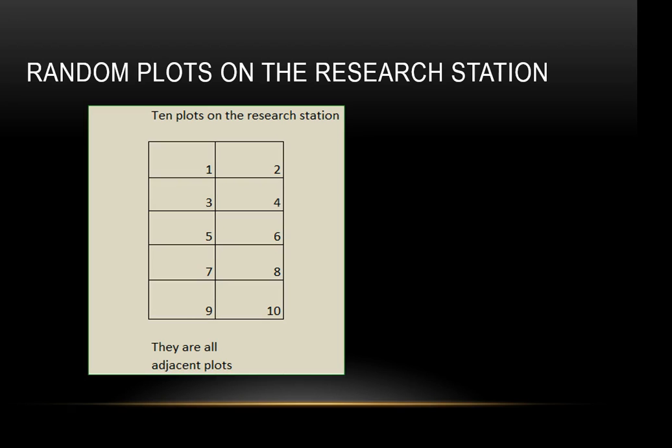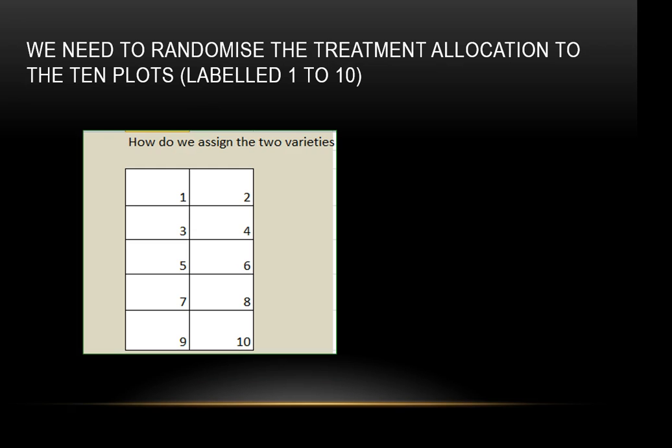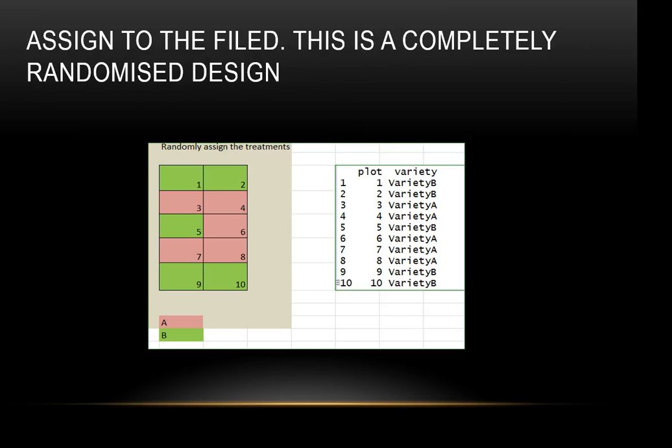I've just labelled them 1 to 10. They're all adjacent to each other and they're equal size. We need to randomise the treatment allocation to these 10 plots. I've labelled them 1 to 10. We need to assign the 2 varieties randomly so that each plot either gets an A or a B, and it's done randomly. So how do we do this?